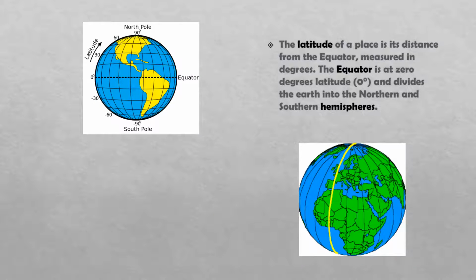The latitude of a place is its distance from the equator, measured in degrees. The equator is at 0 degrees latitude and divides the Earth into the northern and southern hemispheres.